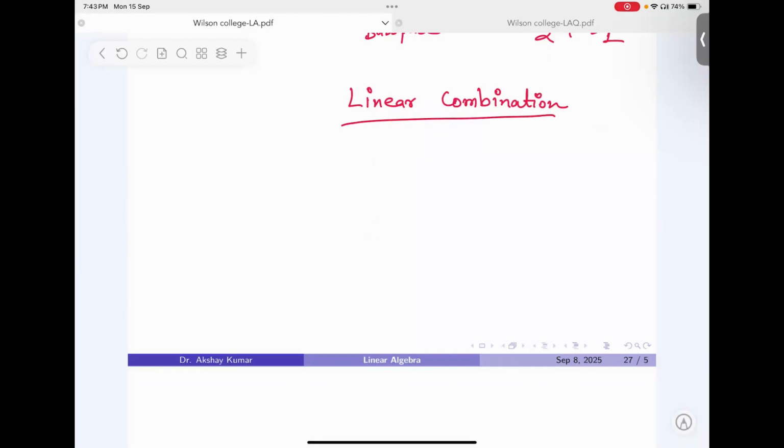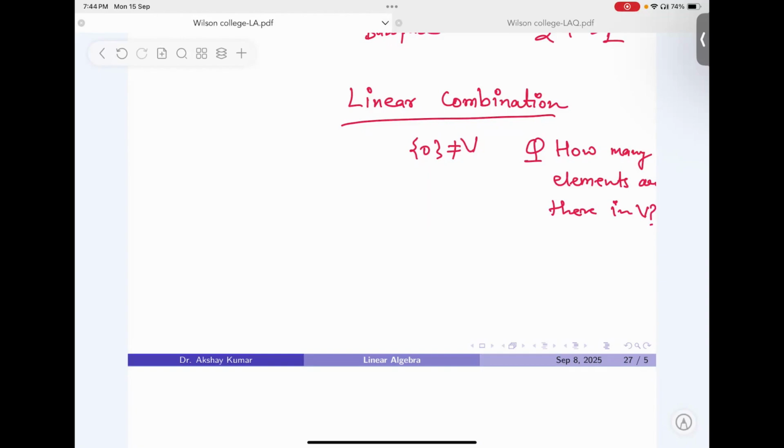So what is a linear combination? Why do we need linear combination? If you observe, suppose you have a vector space V. Of course, a non-zero vector space we are taking. So how many elements are there in V? Simple question: can you tell me how many?